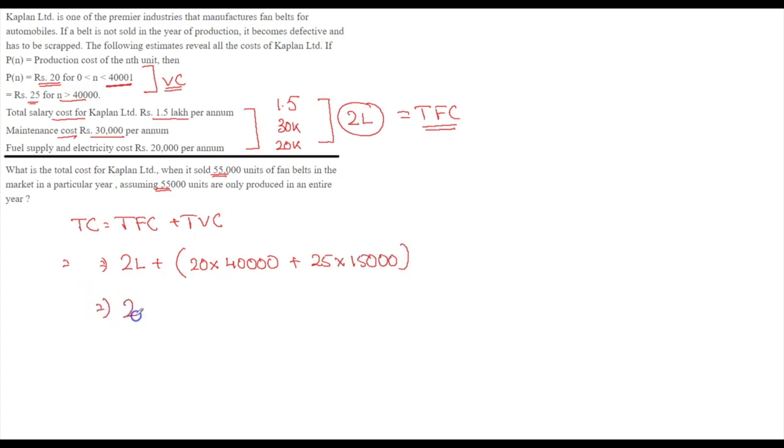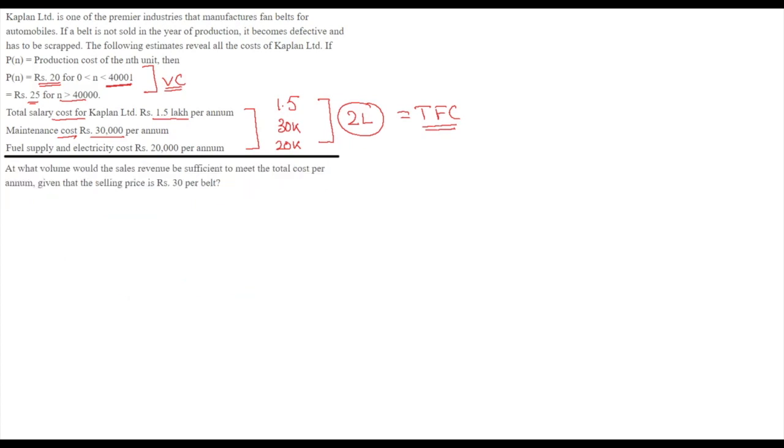This comes out to be 2 lakhs plus 8 lakhs plus 3.75 lakhs, which is equal to a total of 13.75 lakhs. Hence, the answer for the first question is 13.75 lakhs. Let us now look at the second question of this set.